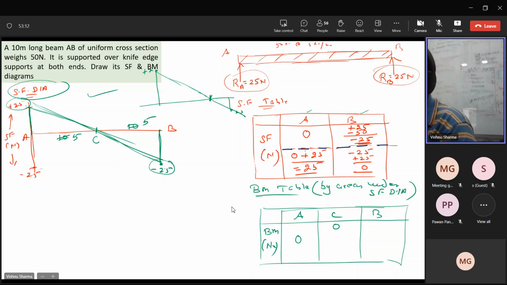What is the change taking place in the area from A to C? 25 into 5. 10 by 2 into 25 into 5. Half, 25 into 5. Very good. Area of the positive triangle is plus half into base into height, 62.5. Yes or no? Yes, sir. So plus 62.5. Yes or no, beta? Yes, sir.